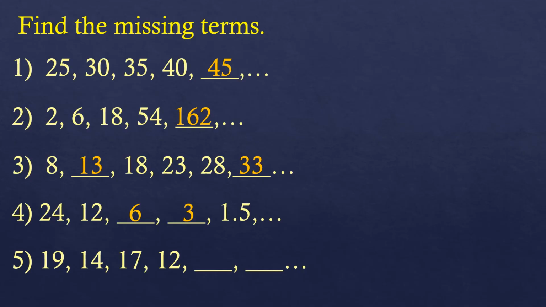And the fifth sequence, there are two missing terms and we need to know the pattern. So what's the pattern? We have 19 minus 5 is 14 and 14 plus 3 is 17. 17 minus 5 is 12, and so it's minus 5 and plus 3. So we subtract 5 to get 14, we add 3 to get 17, we subtract 5 again to get 12, and so we plus 3 to 12 to get 15, and then minus 5 to get 10. And those are the missing terms.